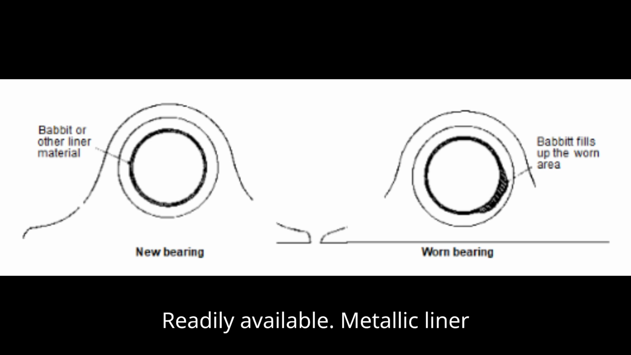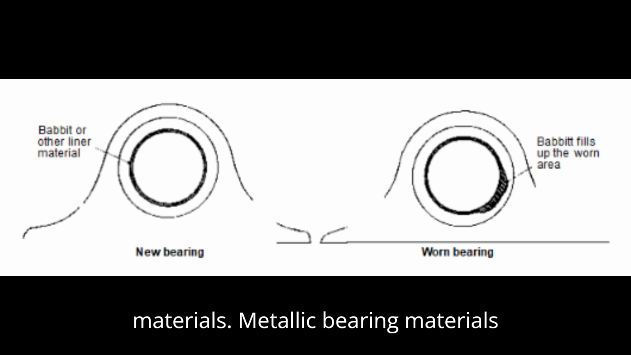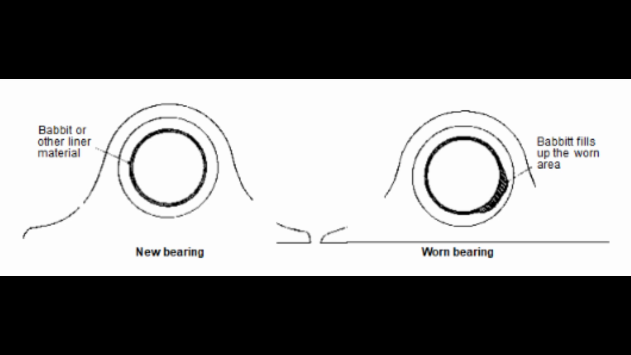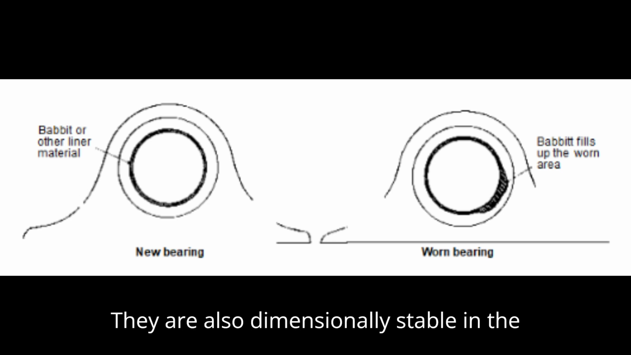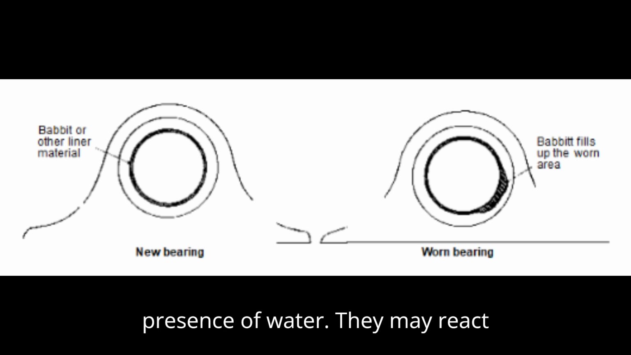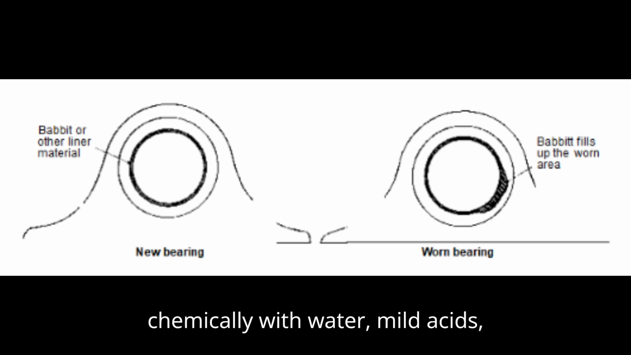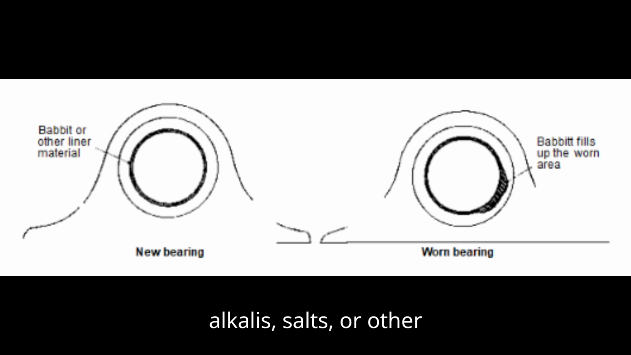Readily available. Metallic liner materials. Metallic bearing materials must have a low coefficient of expansion. They are also dimensionally stable in the presence of water. They may react chemically with water, mild acids, alkalis, salts, or other materials.